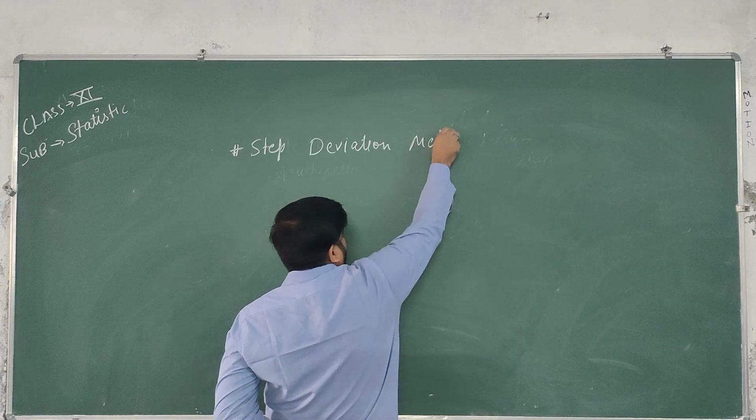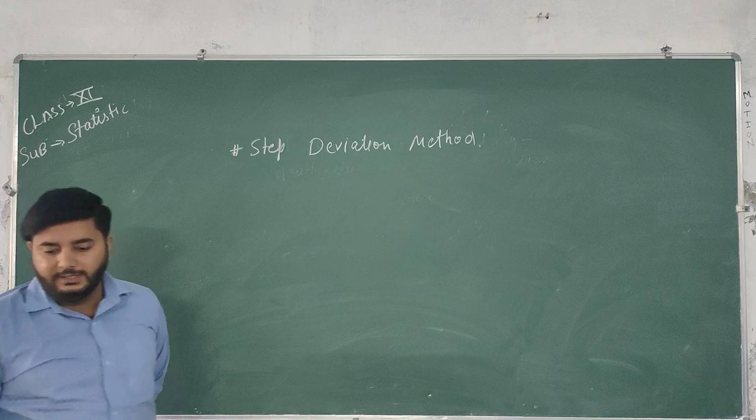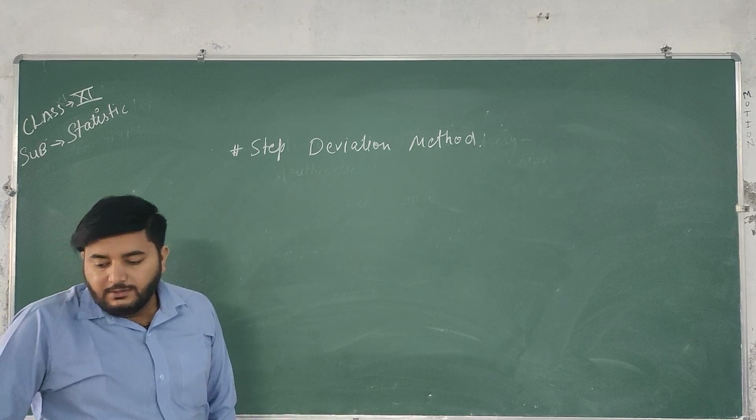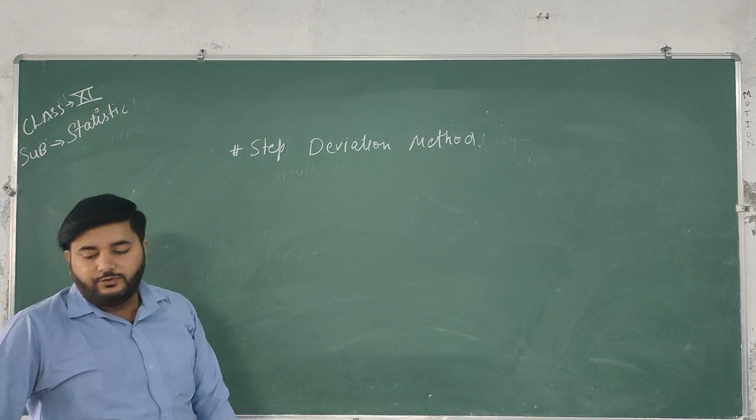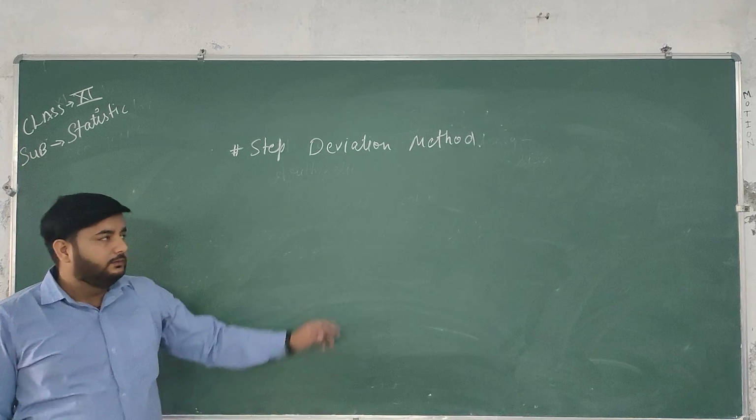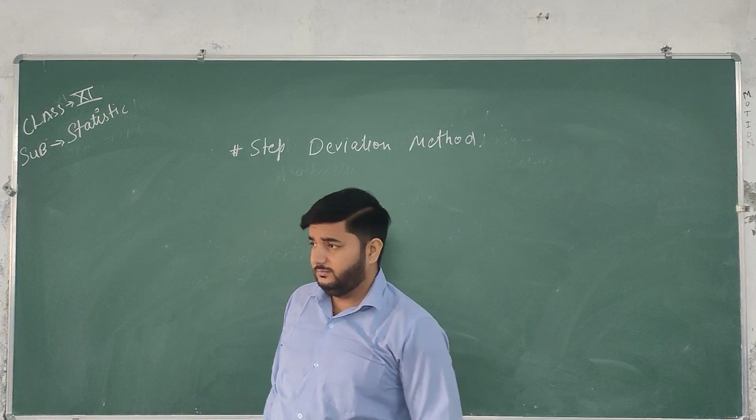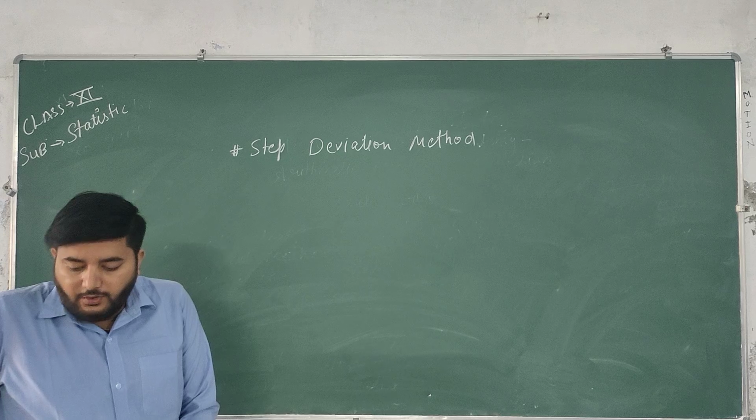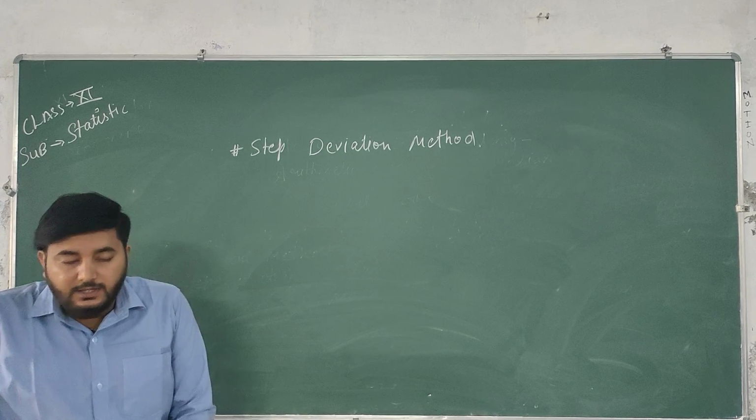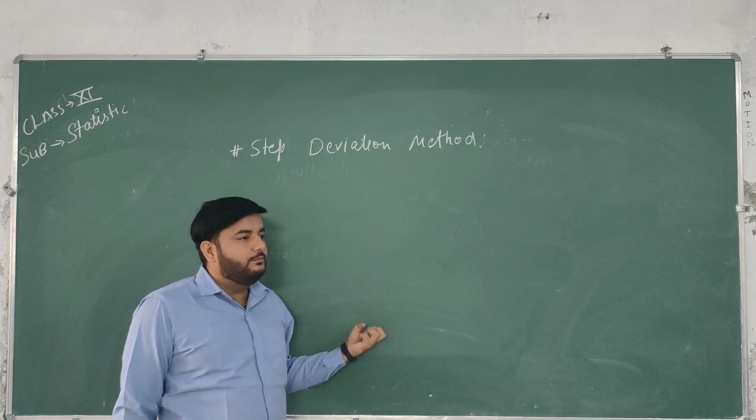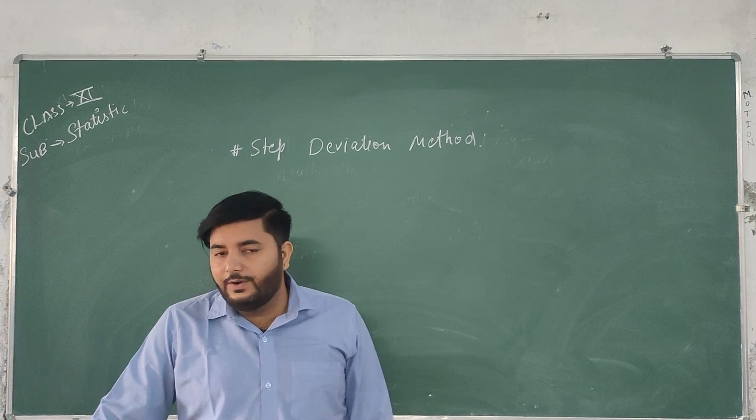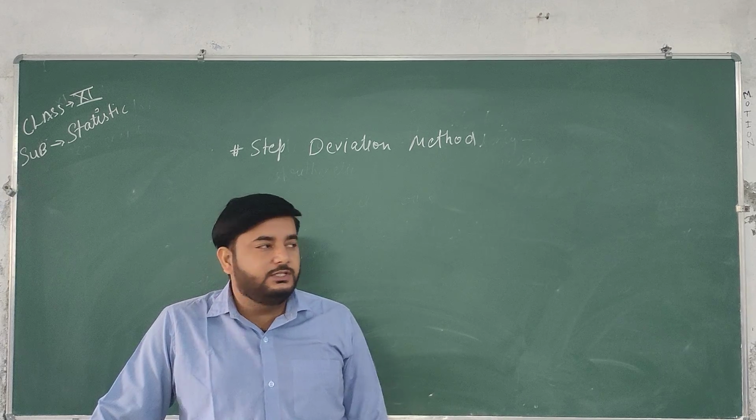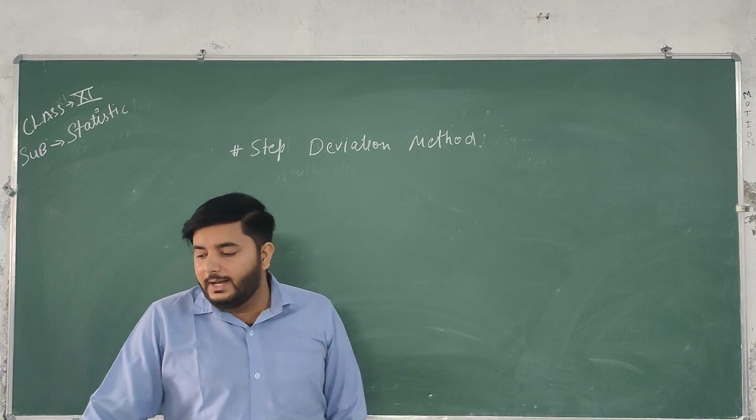Step deviation method. So write down under the step deviation method: the step deviation method further simplifies the shortcut method. In the step deviation method, we calculate on the basis of the shortcut method. In this method, the deviations from the assumed mean are divided, that is, the deviations we found out by assuming a mean are divided by a common factor, which is denoted by C, to get step deviations.